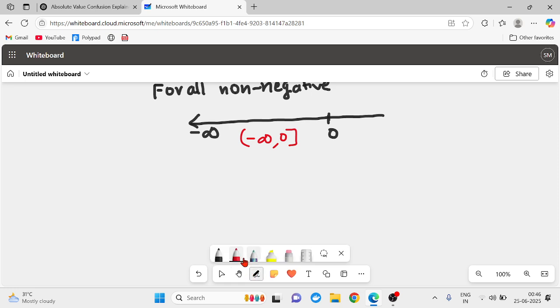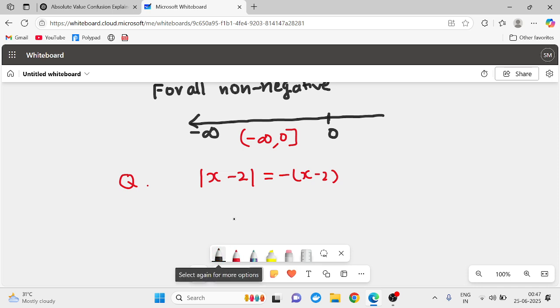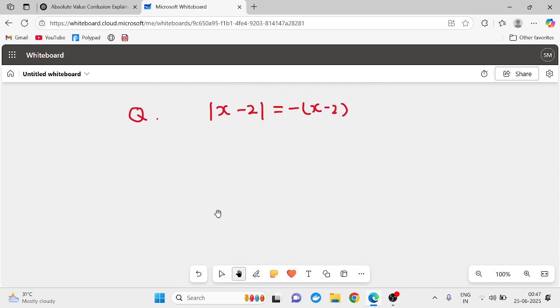Now somewhere it will be written also, look at it. If I write something like mod of x minus 2 is equal to negative of x minus 2. So students, I have a small suggestion. Whenever this kind of thing comes and if you are not able to understand what to do, you can substitute some values and always do it. That's the most interesting thing you will be able to do so that you understand better without much knowing. You do not have to remember the theory if your understanding is better.